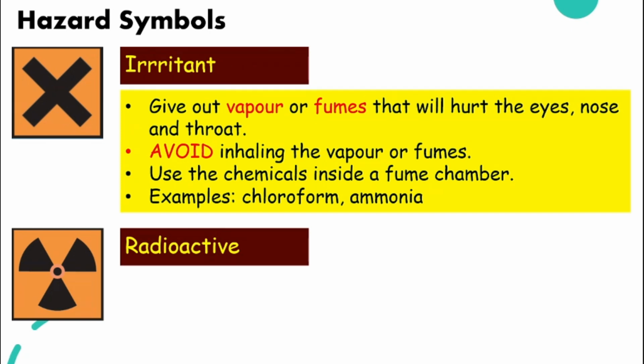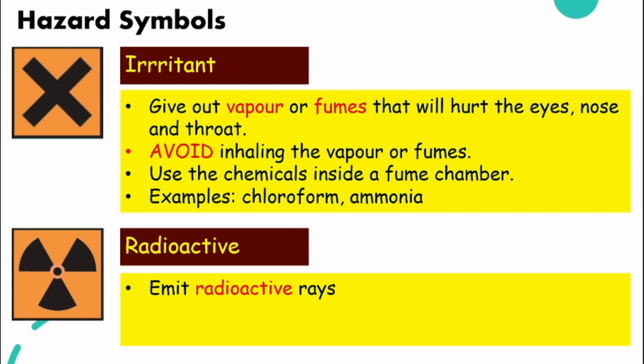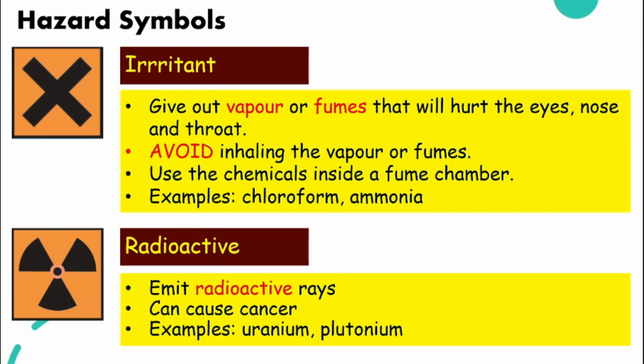If you see this symbol, it means radioactive. It will emit radioactive rays, and it is very dangerous because it can cause cancer. Examples of this type of chemical are uranium and plutonium.